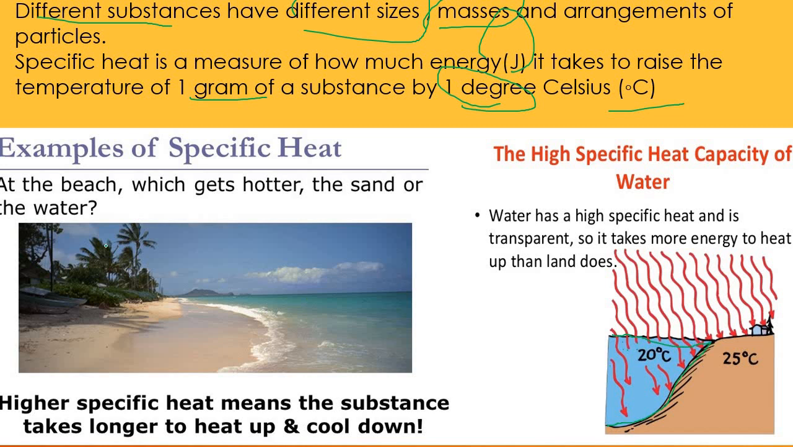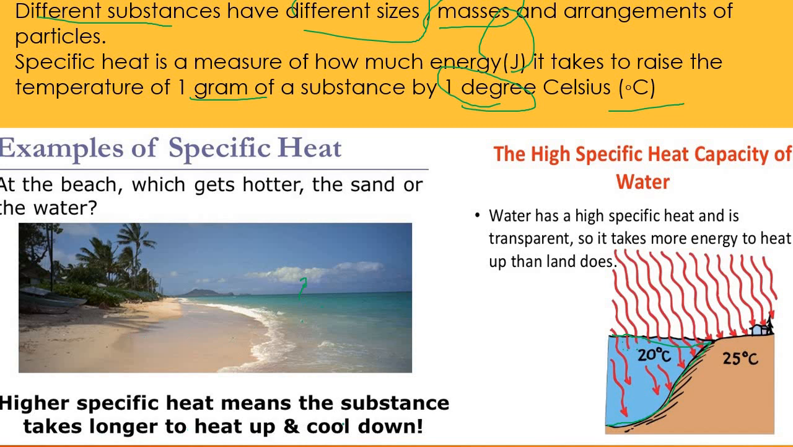So, an example of specific heat. At the beach, which gets hotter, the sand or the water? Which has the highest specific heat? Excellent. Water. Water has a higher specific heat than sand.